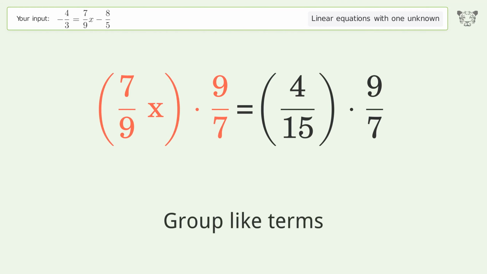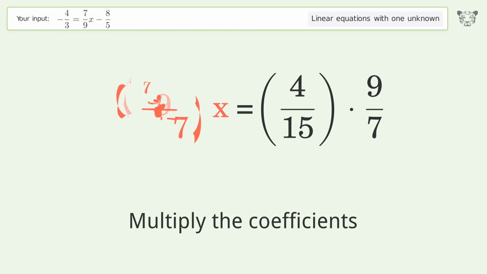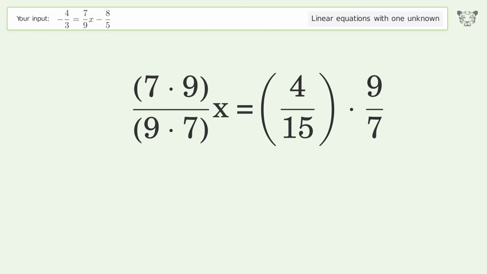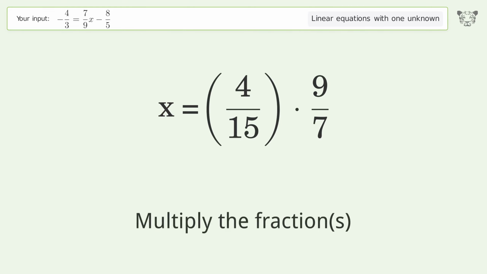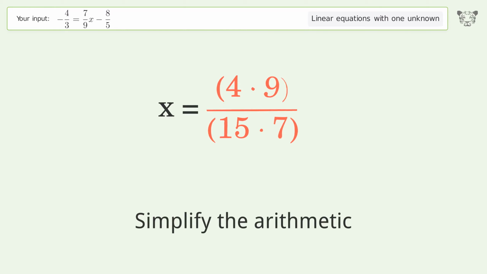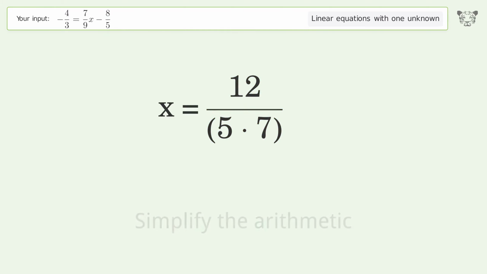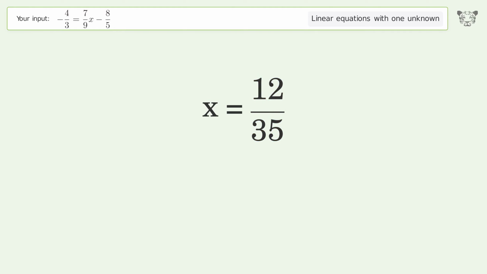Group like terms. Multiply the coefficients. Simplify the fraction. Multiply the fractions. Simplify the arithmetic. And so the final result is x equals 12/35.